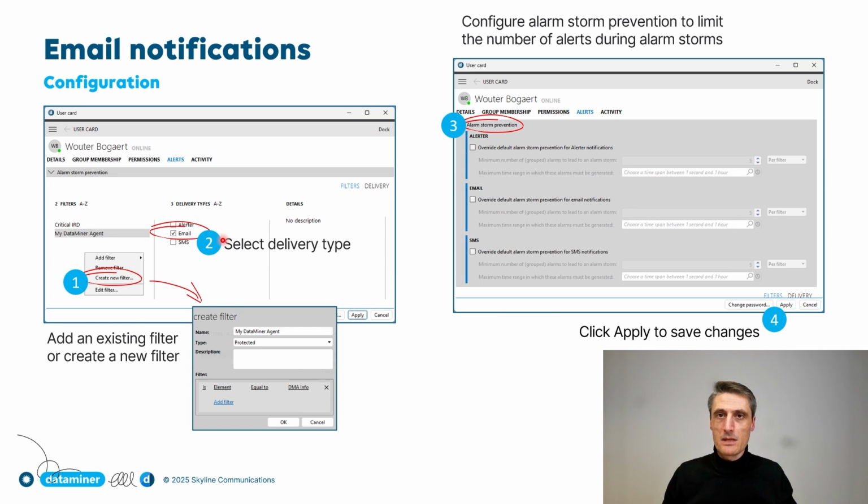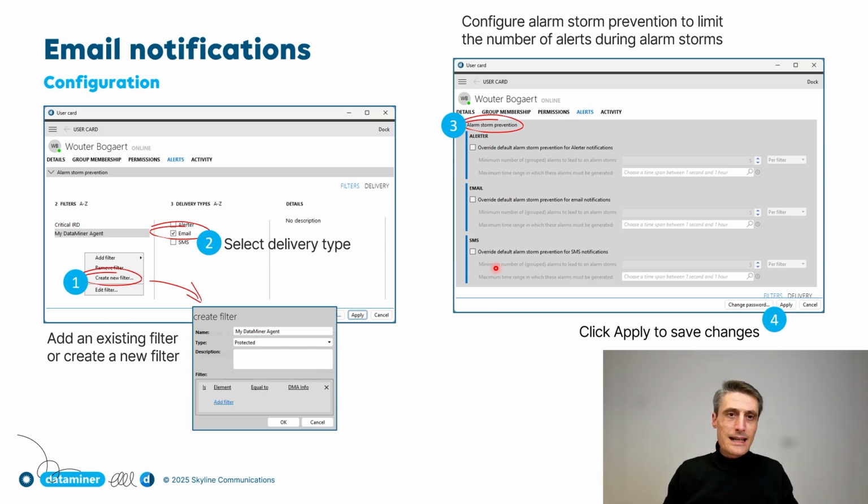Instead of an email, it's a text message. Note there are some alarm storm prevention possibilities there, to say, okay, whenever there are X amount of alarms happening in 5 minutes, for instance, stop sending me more emails. Because if an alarm storm happens and 1,000 alarms happen, I don't want to receive 1,000 emails. So I want to put some cap on that. That is possible with the alarm store.